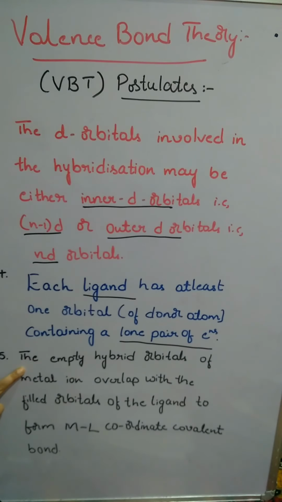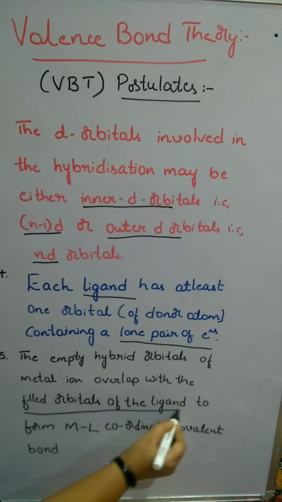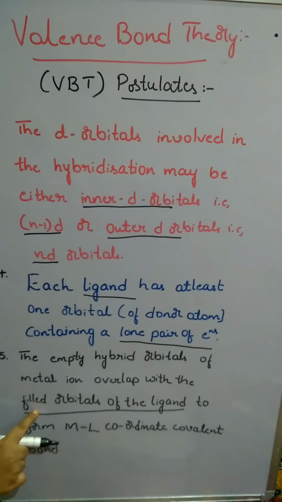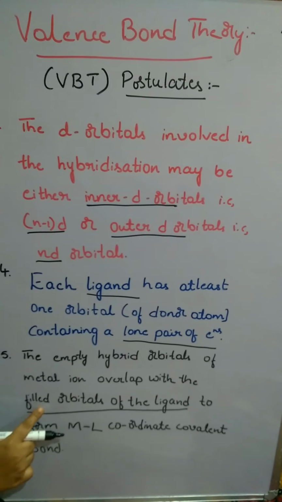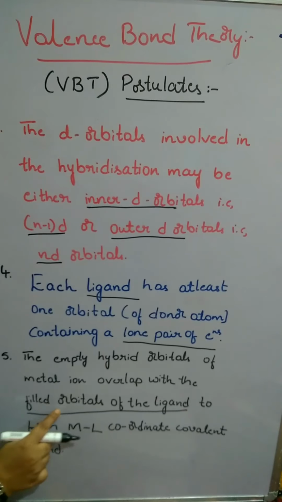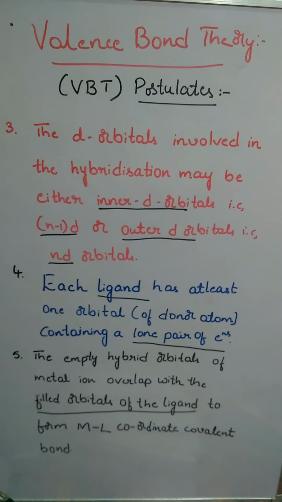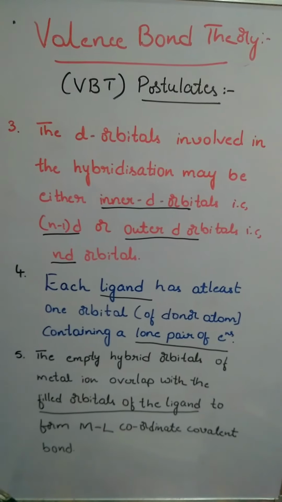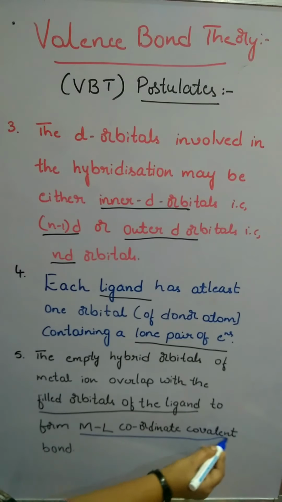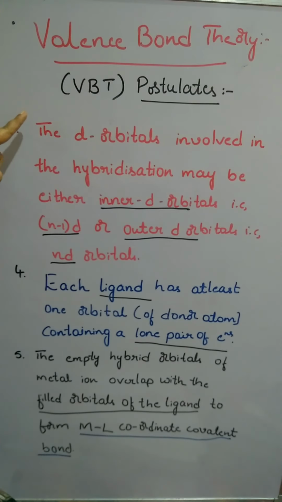The empty hybrid orbitals of the metal ion overlap with the filled orbitals of the ligand. The ligand consists of a lone pair of electrons, and the electrons in that orbital overlap with the empty hybrid orbitals of the metal ion to form a metal-ligand coordinate covalent bond. So remember, a coordinate covalent bond is formed between the metal and ligand. All these are the postulates according to VBT.